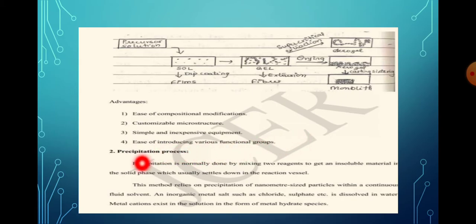Next, the precipitation process. This precipitation process is normally done with two reagents, an insoluble material and a soluble phase, which go into the reaction vessel, and the precipitation of nanomaterials gives sized particles in a continuous fluid solvent.